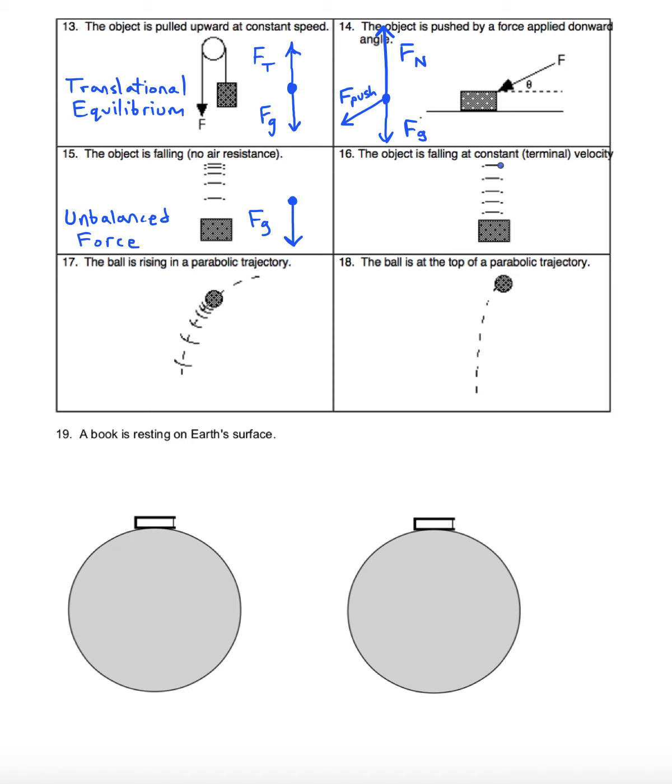If we have constant terminal velocity when we're falling, like a skydiver, for example, then the air can supply that upward force which resists motion. I'll call it F air or F drag. This is translational equilibrium.